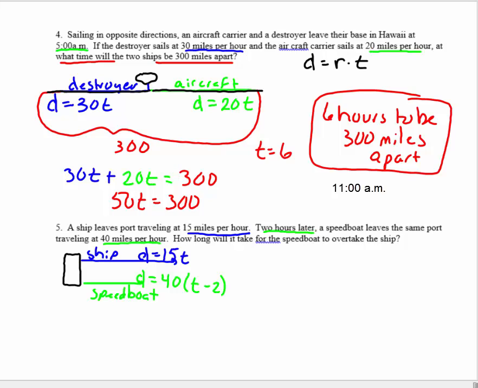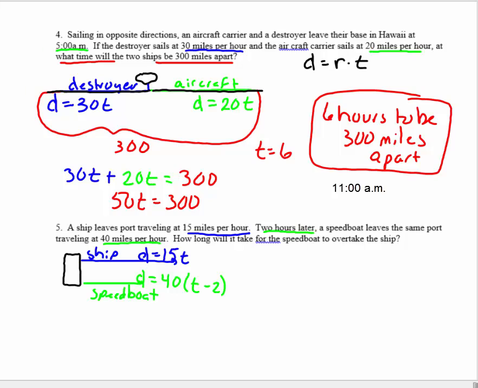If you want to use a ship having a 2-hour head start, you would have 15 parentheses t plus 2. And then the speedboat would just be d equaling 40t. So it depends on how you look at it. I look at it as the speedboat has a 2-hour delay, so its time has to be t minus 2.